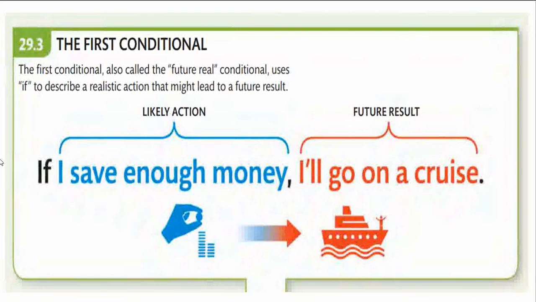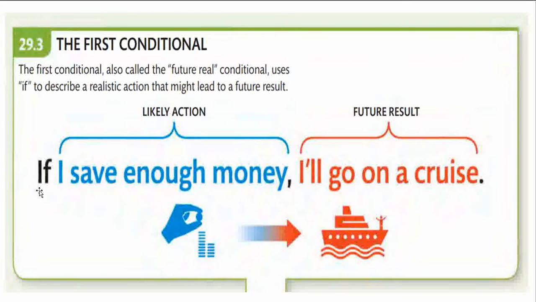Let us proceed. The next pointer that we have is the first conditional. We have certain conditionals: first conditional, second conditional, and third conditional. So we are analyzing the first conditional. The first conditional is also known as the future real. Why is it called the future real? Because the condition which is being set means you are able to take some action in order to ensure that the outcome is real. So the future is possible, and that is why it is called future real. The future real conditional uses if to describe a realistic situation or action that might lead to a future result.